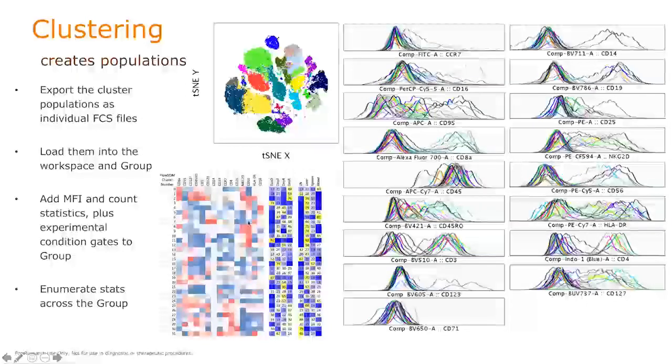So if I want this orientation, this nice grid, what I do is export the cluster populations as individual FCS files. Then I load them back into my workspace and I group them together in a group. I would call this just flow sum clusters. Then I add statistics, the median fluorescence intensities for all my compensated fluorescent parameters, and count statistics, so I know how big the population is on my exported population. And then I even drop the experimental condition gates onto the group. So you can create the statistics on a single sample, drag them all to the group of flow sum cluster populations, and then enumerate those stats across the group in my table editor, and this gives me a nice grid.